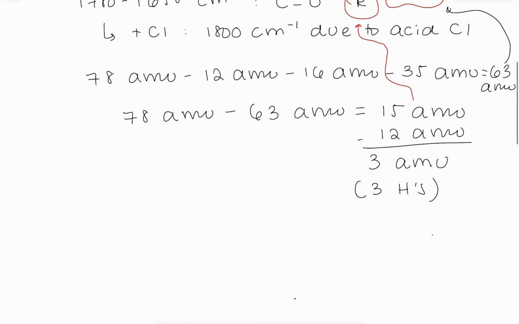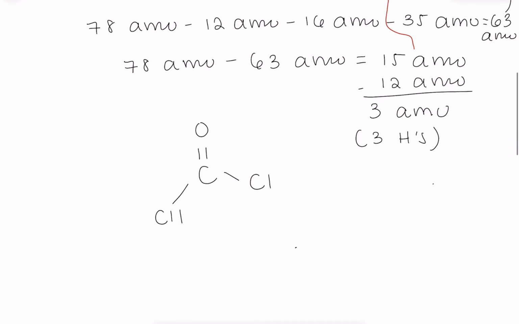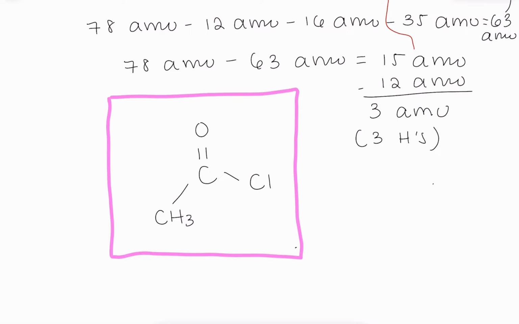So finally, we have concluded that our compound with the spectra is a carbon double bonded to oxygen, also bonded to chlorine, and we have just determined that our R, our side group, is a methyl, so CH3. This is our final answer, and it is known as acetyl chloride.